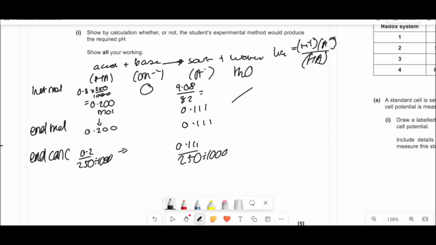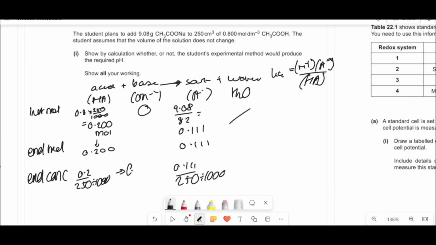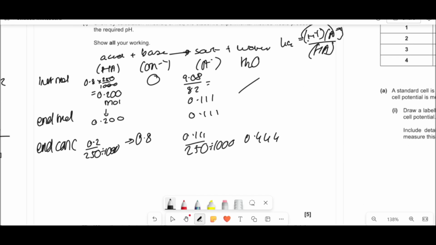In that case, our concentration of the acid is now going to be the same as it originally was, to be honest. Again, I know it seems a bit pointless, but I promise it helps doing this. And then here, this is going to be the concentration of the A minus, the salt, which is now going to be this divided by this. If you do that, you end up getting 0.444 mol dm^-3. So then we want to find out H plus, right?